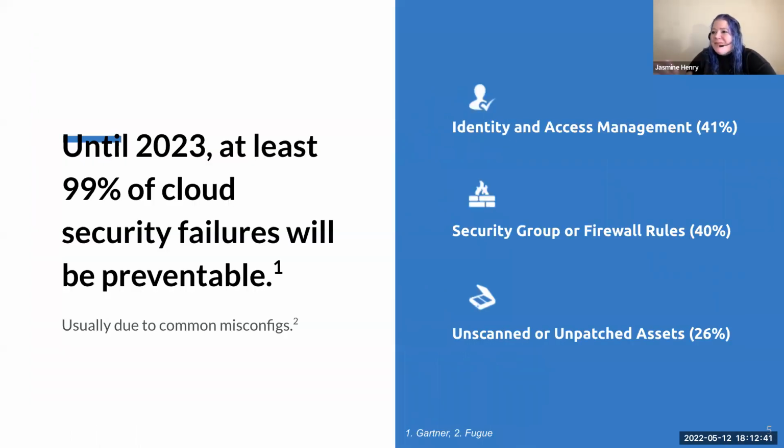Yep. A recent Gartner study shows that cloud security failures over the next couple of years are going to be largely preventable, which preventable is kind of a subjective term in this context. However, the majority of cloud security failures happen due to a couple common types of misconfigurations. IAM issues are most common, firewall rules, and then just assets that are unscanned or unpatched, usually either due to architecture choices or the security team not being aware they existed.